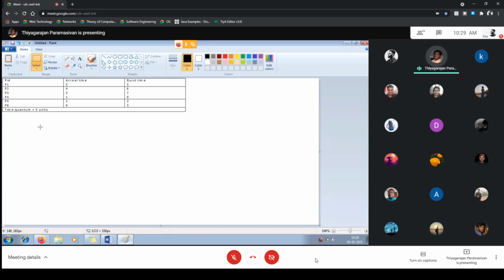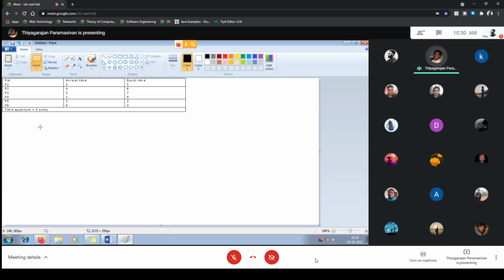Okay, there are 3 important steps that you have to follow while doing this round robin scheduling. Please write the 3 important steps. First point: within the job execution time, check for other process arrival. That's the first point.